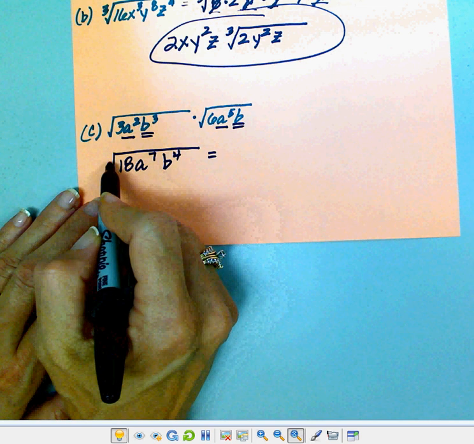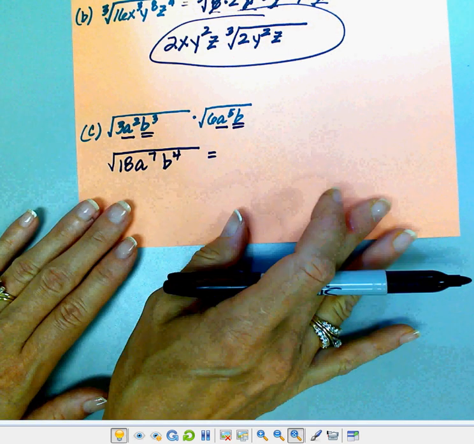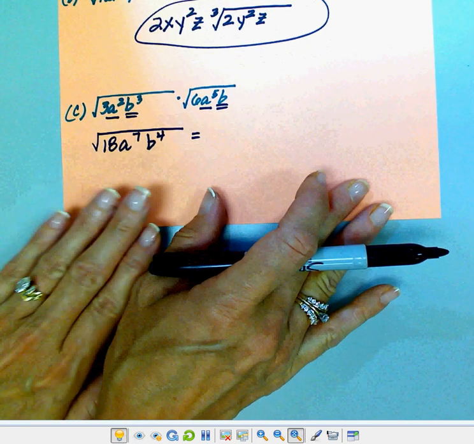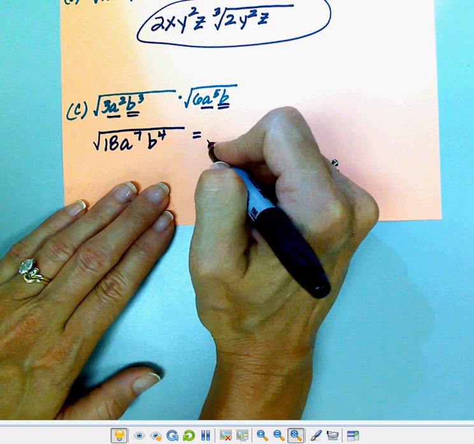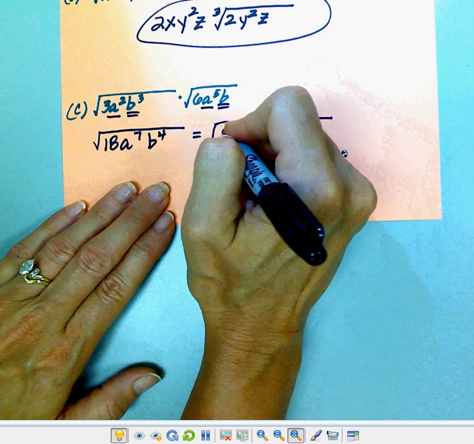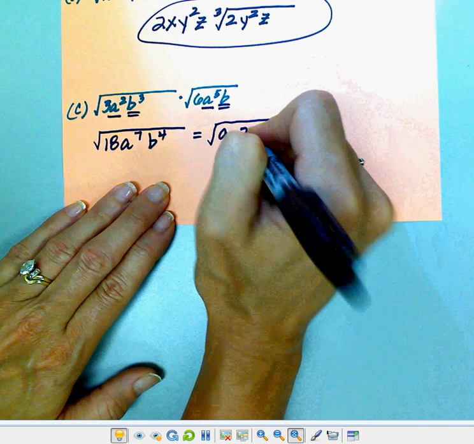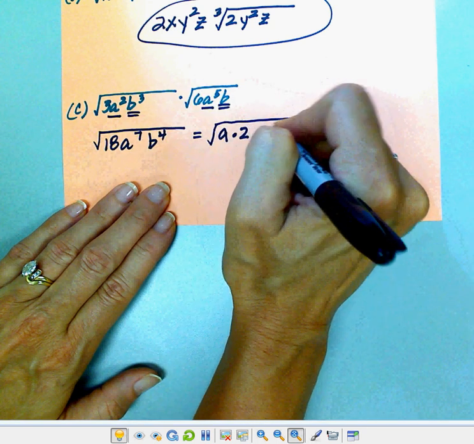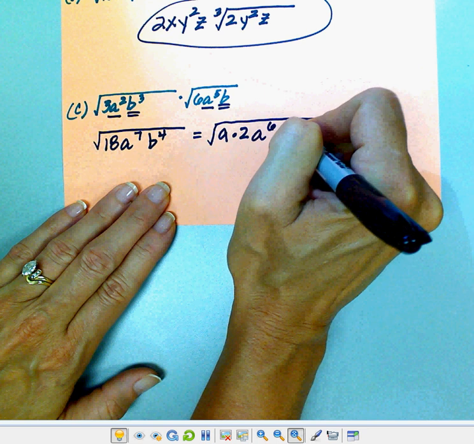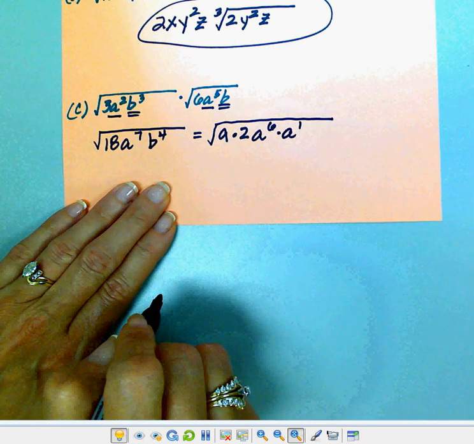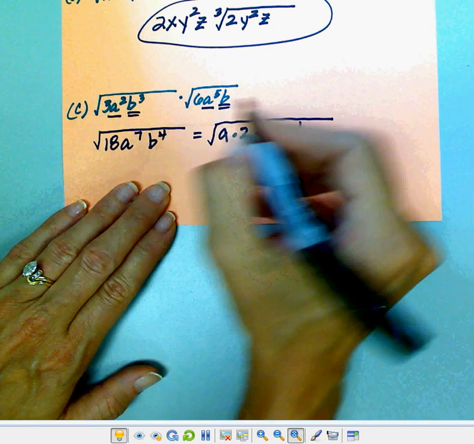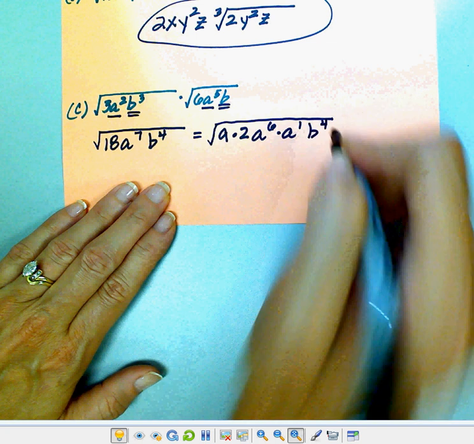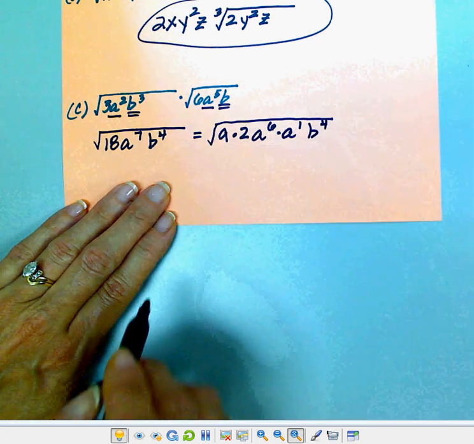So now I need to make perfect squares since my index is a 2, and I'm asked to take the square root of all of that. So I know 18 has a perfect square, 9 times 2. A to the 7th, I want to create the biggest perfect square. So I'm going to rewrite that as a to the 6th times a to the 1st. And b to the 4th is already a perfect square because I can divide 4 by 2 evenly.